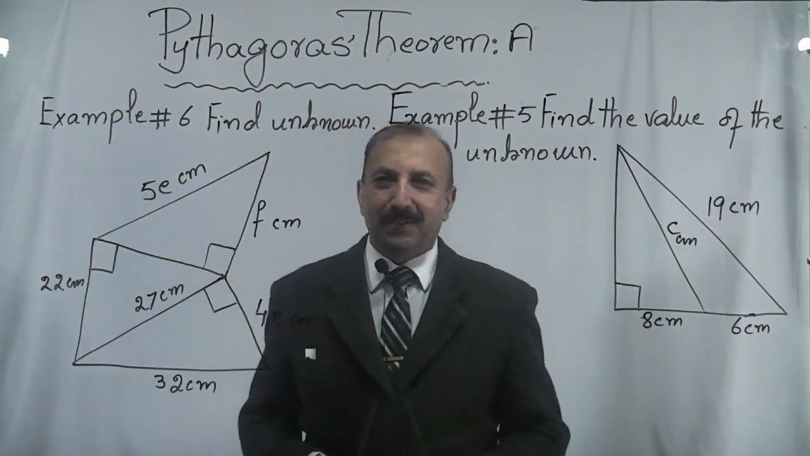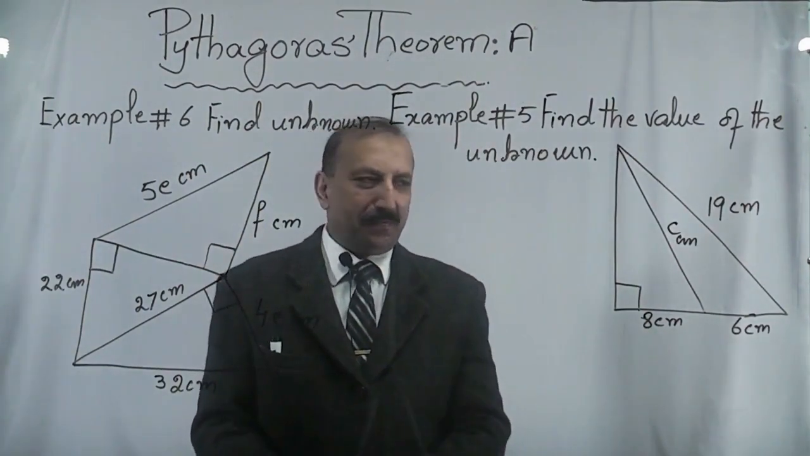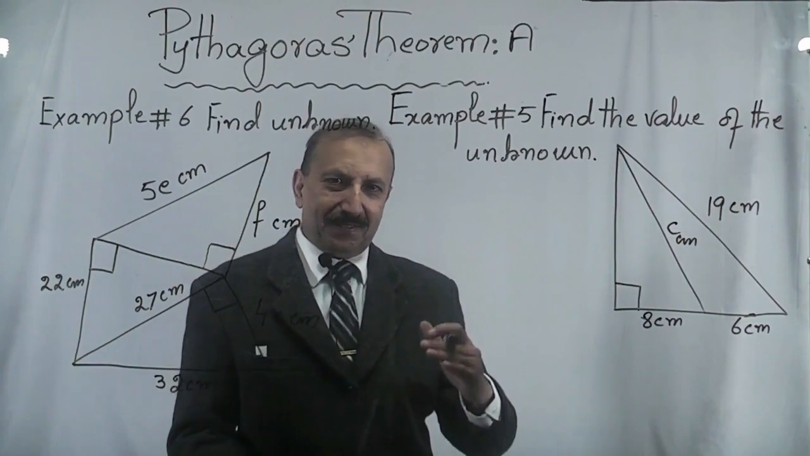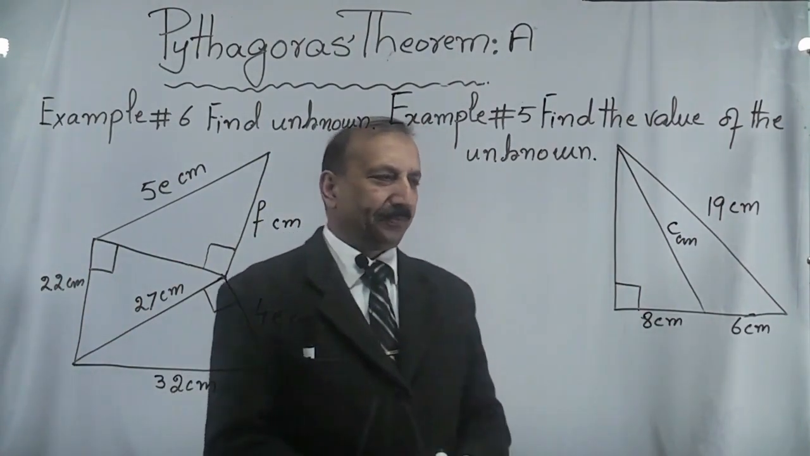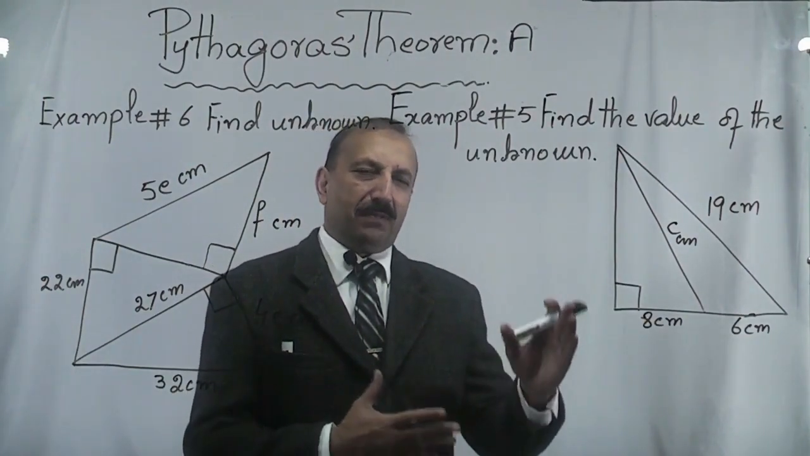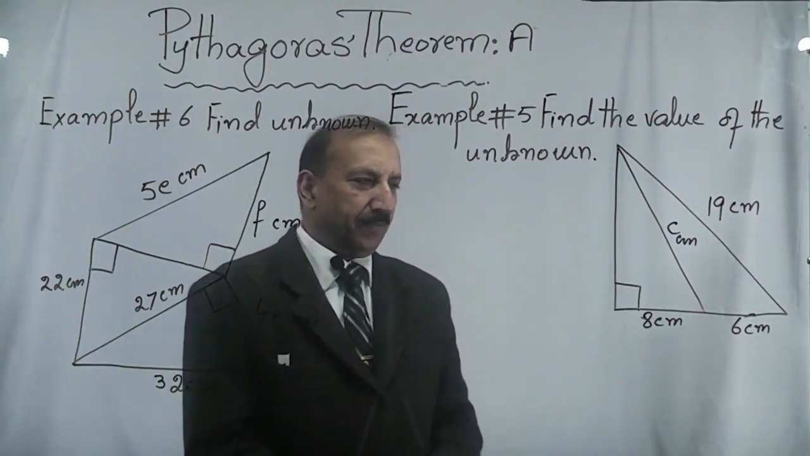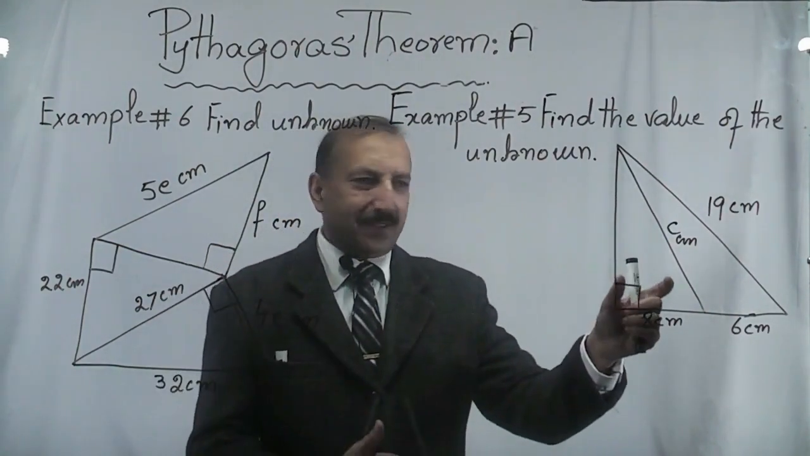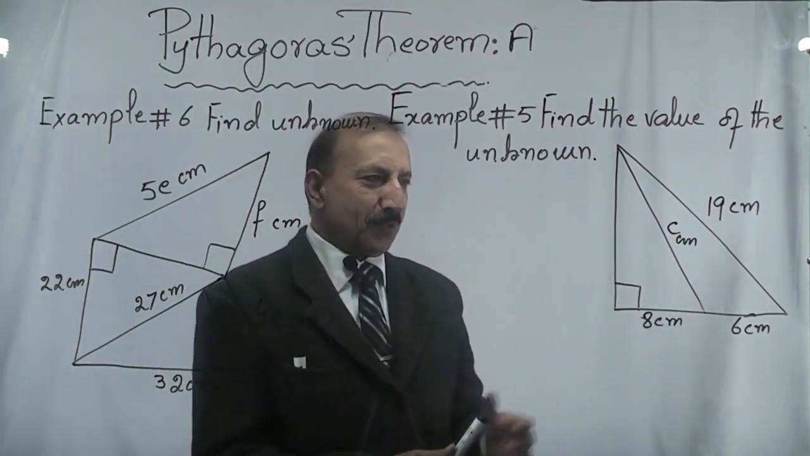Alright, my dear students, let's have one more example. Example number 5, extending the use of Pythagoras theorem in different types of questions. Here we have a question. Still, the statement is that we are supposed to find the value of the unknown. Still one unknown is here, but again it's a composition of two triangles.